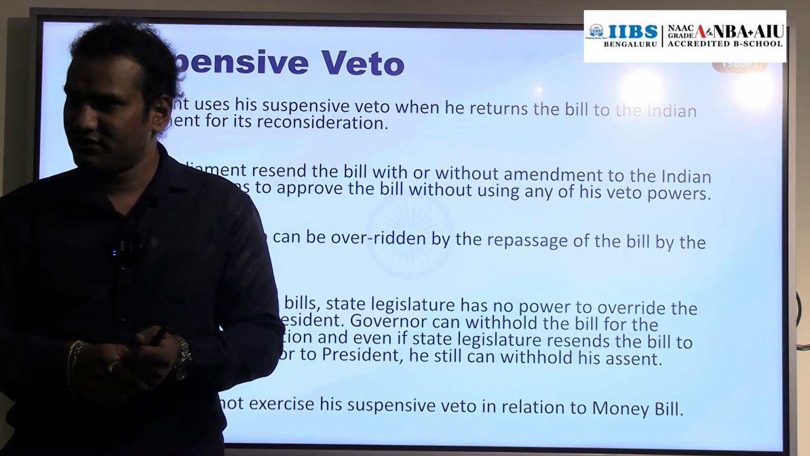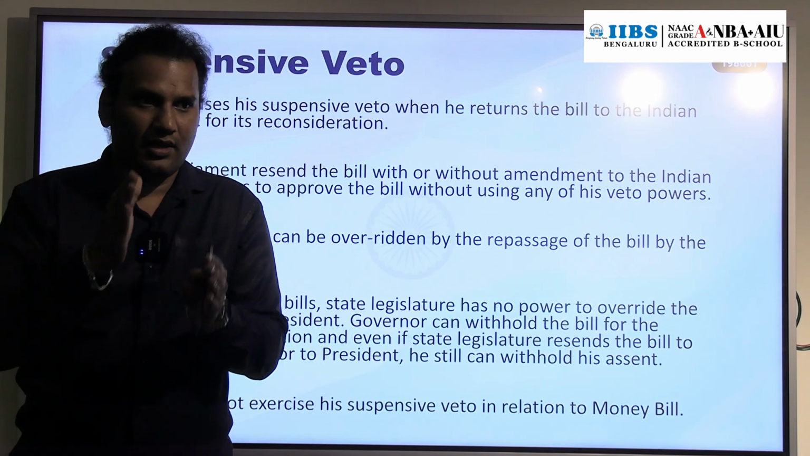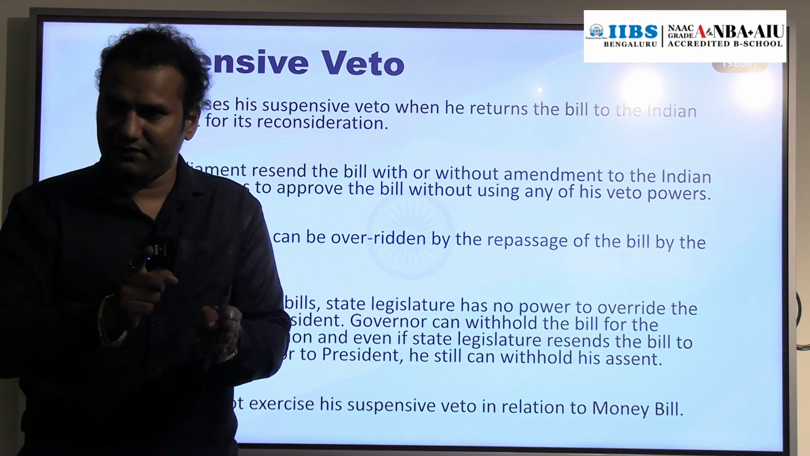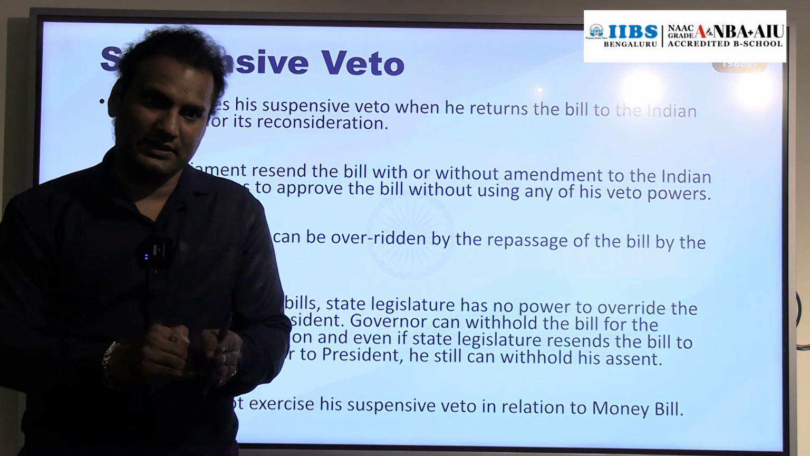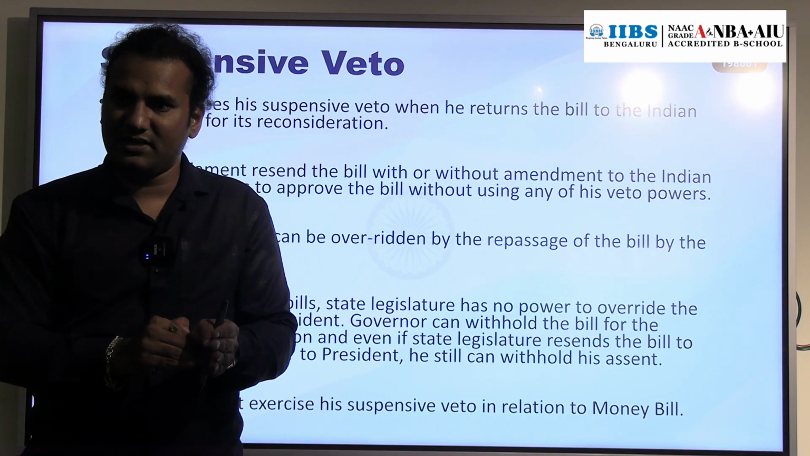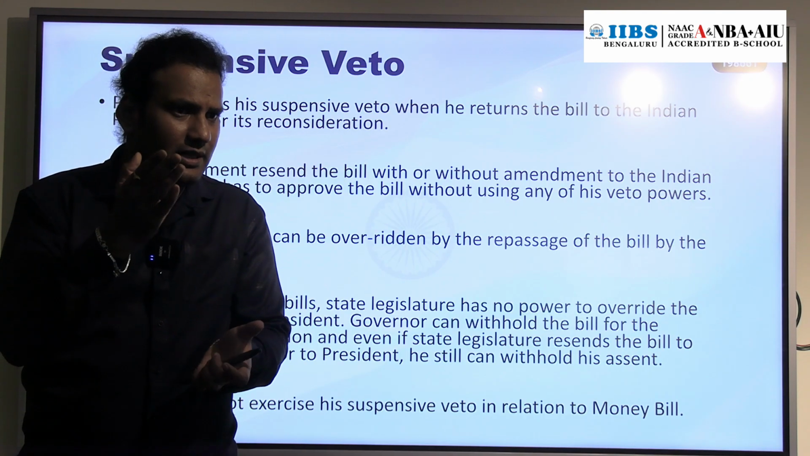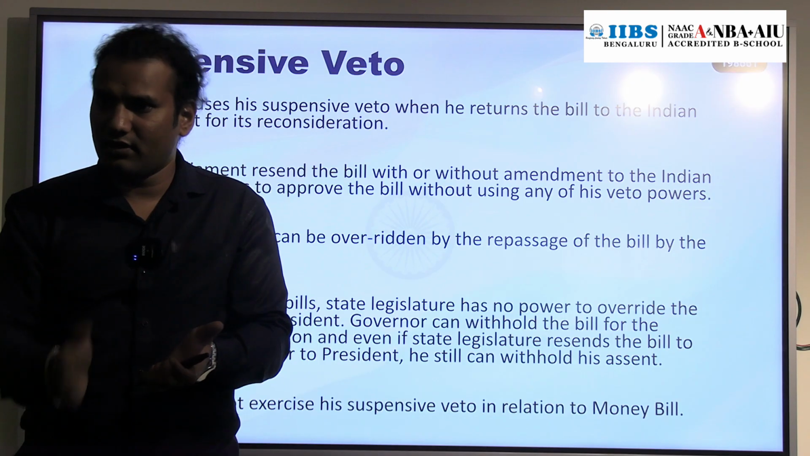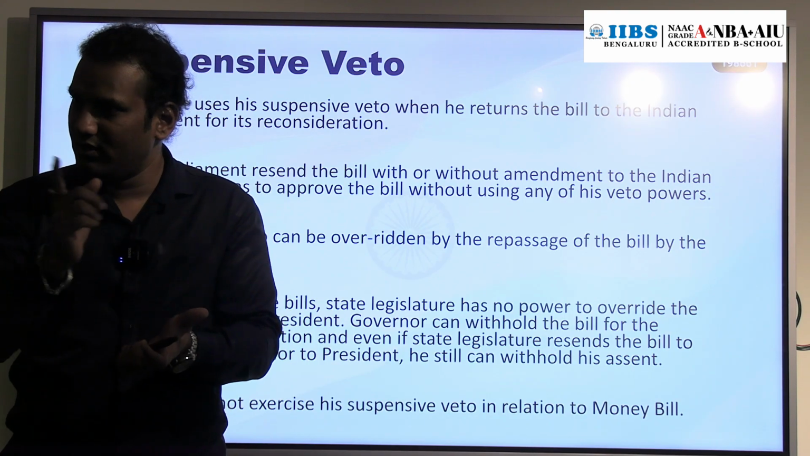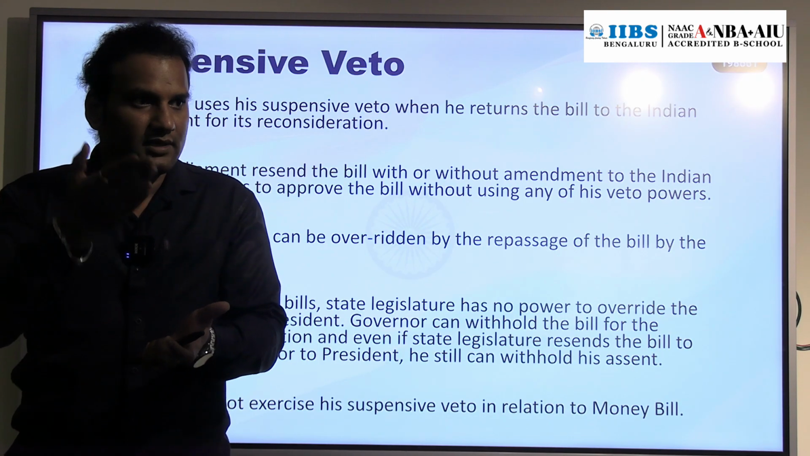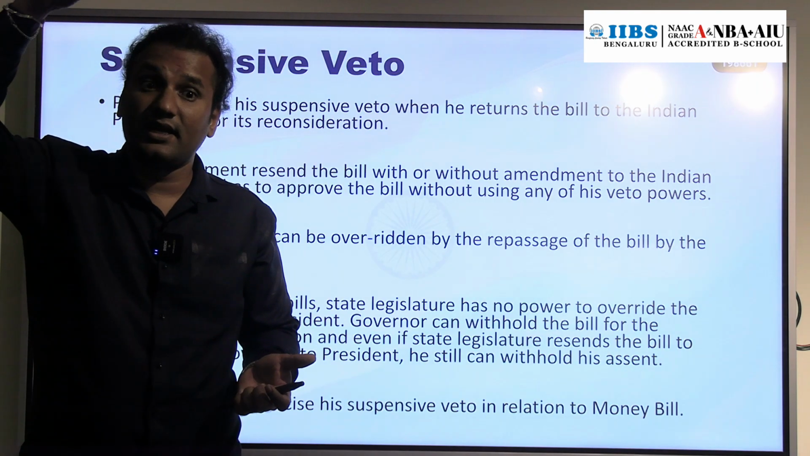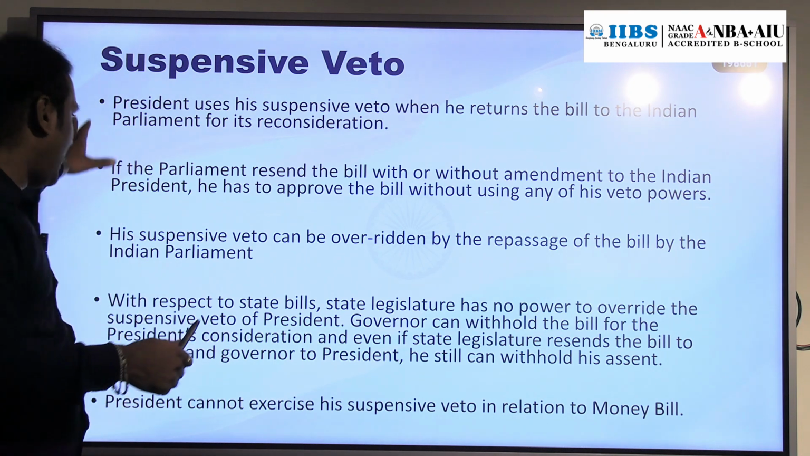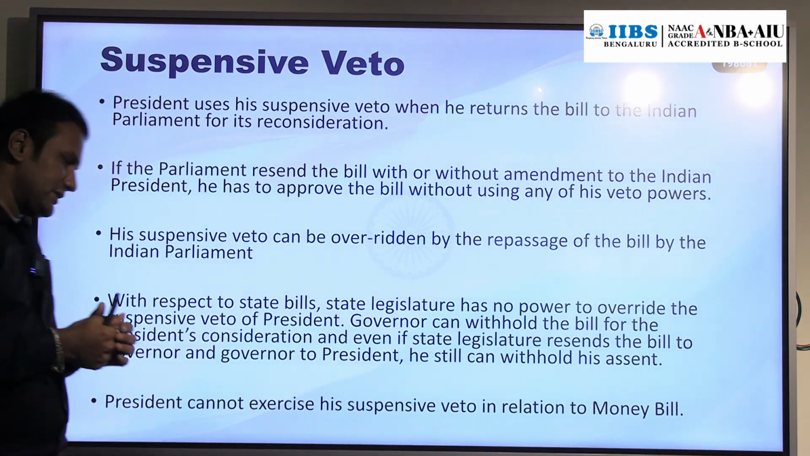You understood, no? So in suspensive veto, after passing the bill, first time the bill will be sent to the president. The president will return the bill. Once the bill has been returned, then the houses can pass the bill with changes or without changes. Very important, with changes or without changes. Then again the second time, if the bill is sent for the assent of the president, it is mandatory for the president to give the assent to this bill.